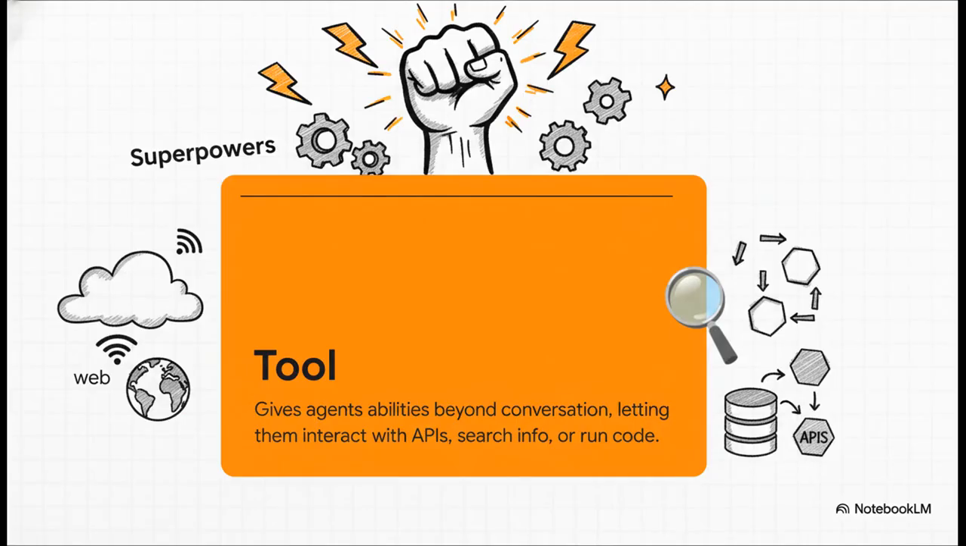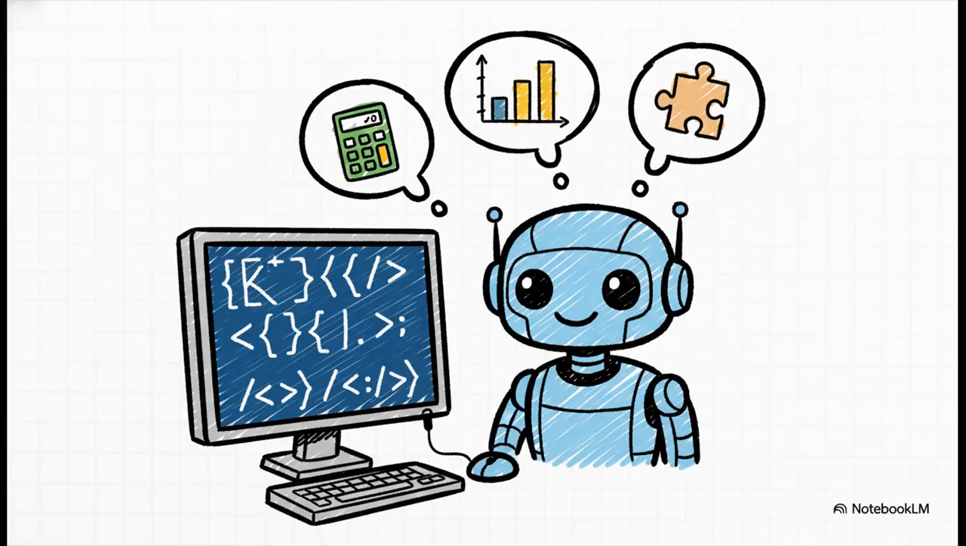But here's the thing. Agents aren't just about thinking. They need to do things. And that's where tools come in. Tools are basically their superpowers. It's how they connect to the real world, whether that's searching for information, pulling data from an API, or interacting with another service. A great example of this is the code execution tool that's built right in.